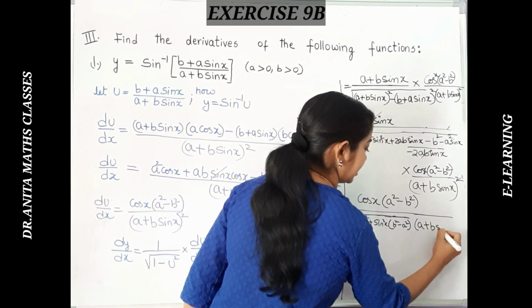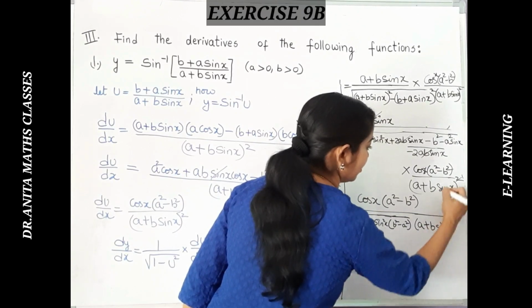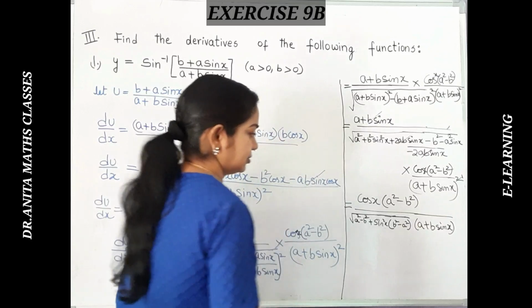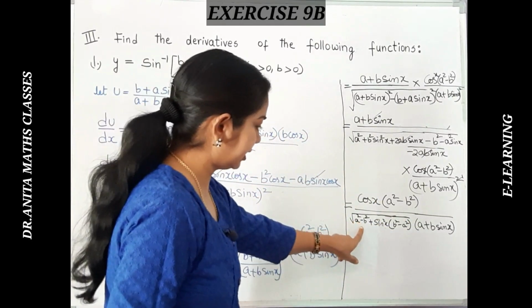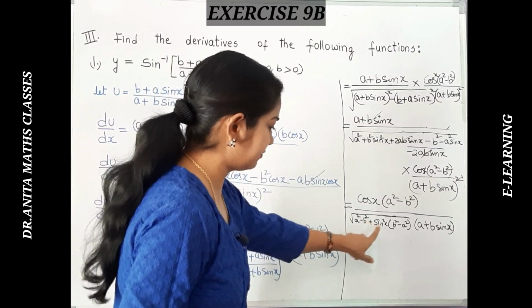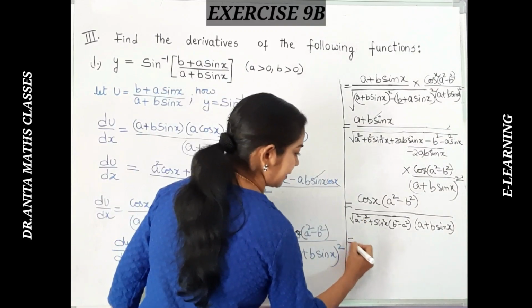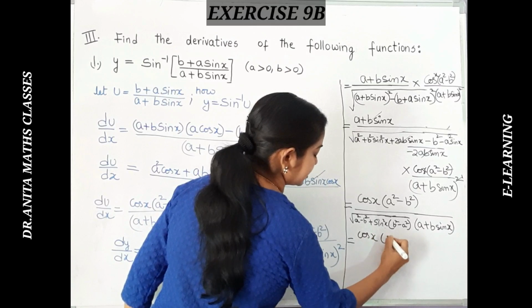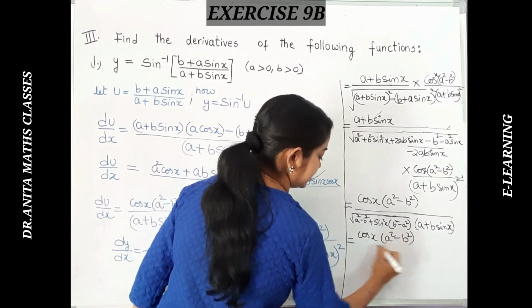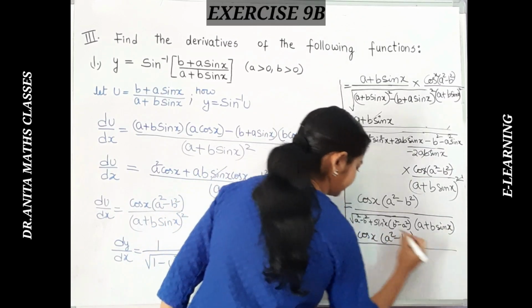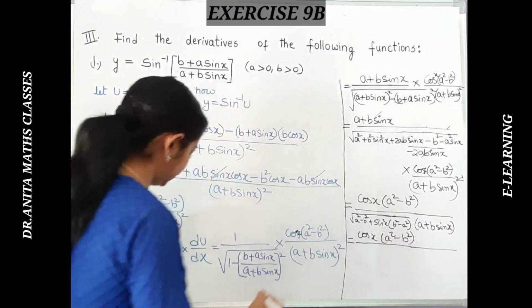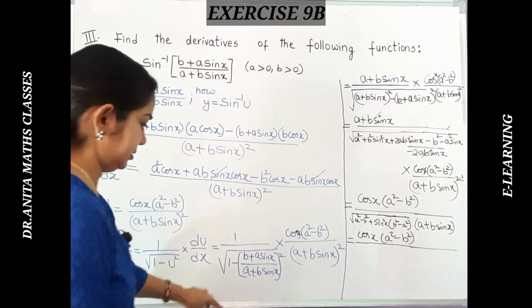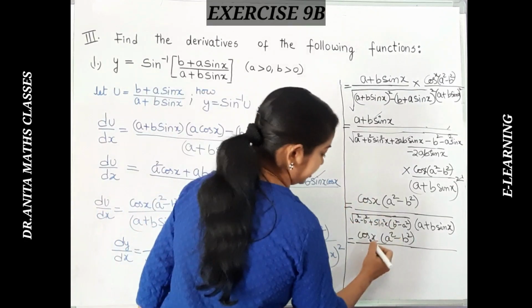A plus b sine x, just the square is gone, only 1 is there. So this totally remains here. Here we can also take a square minus b square common, 1 plus, right? If you are taking cos x a square b square same as it is, below you can take, this is under root, isn't it? This is under root. Yes, this goes off here, under root.